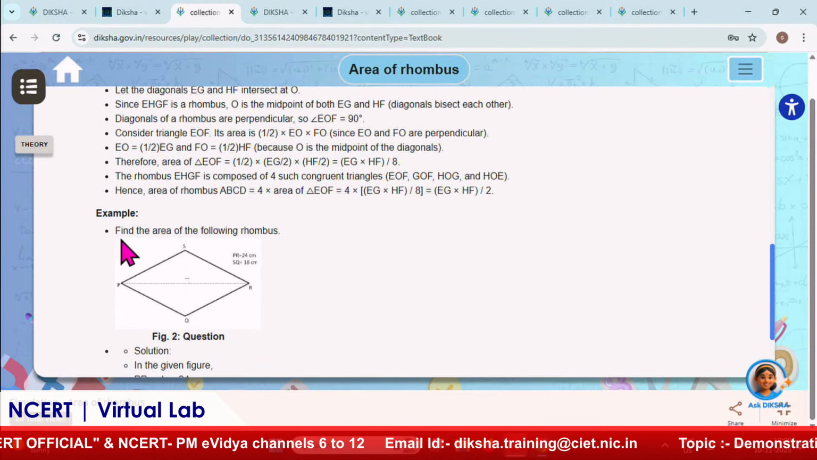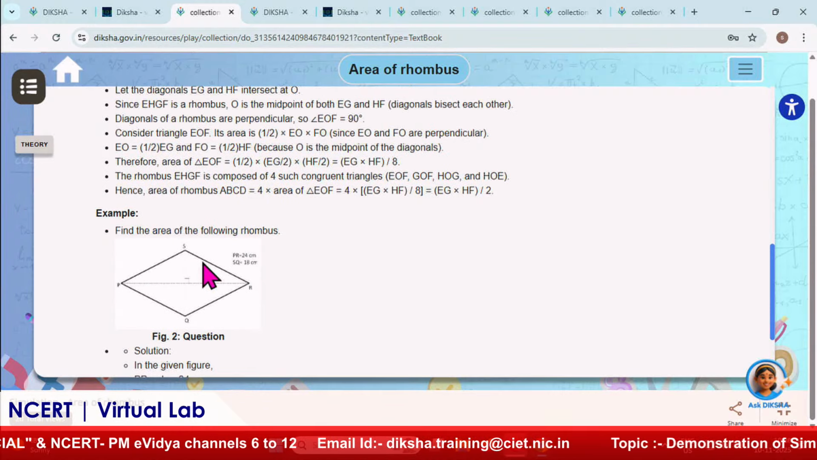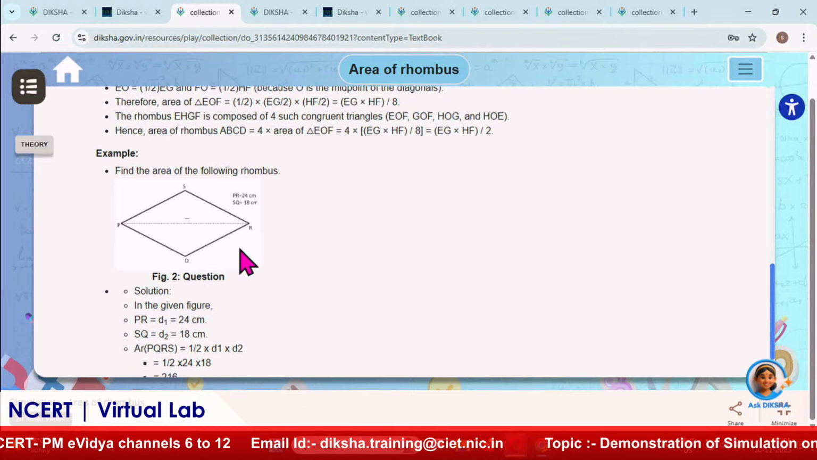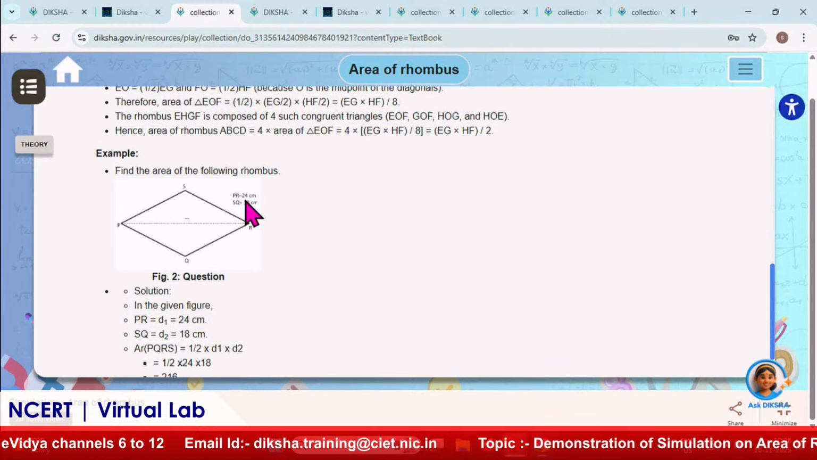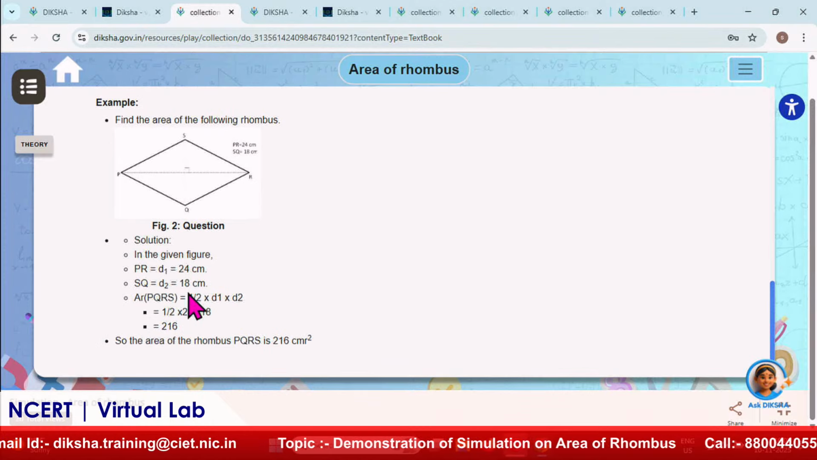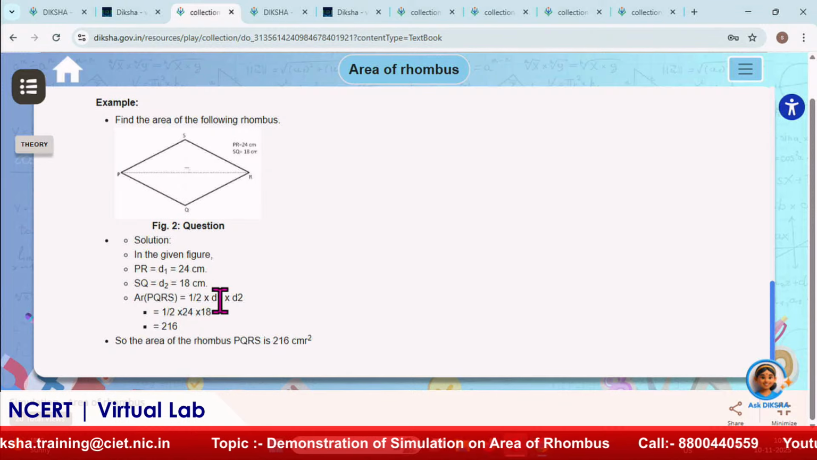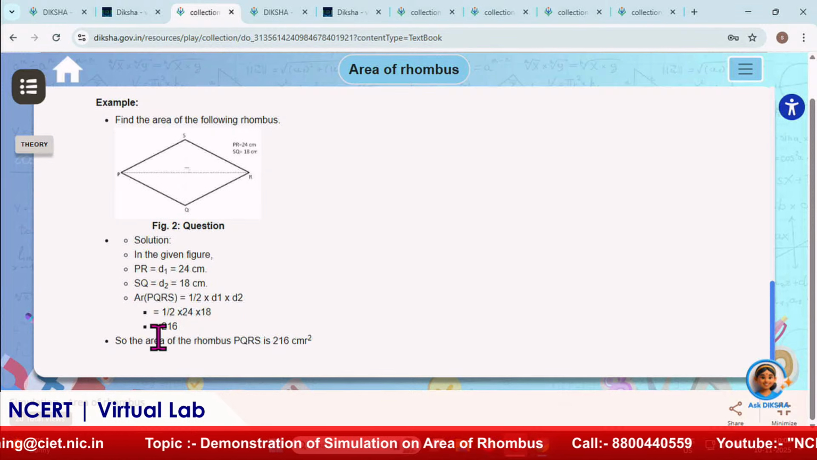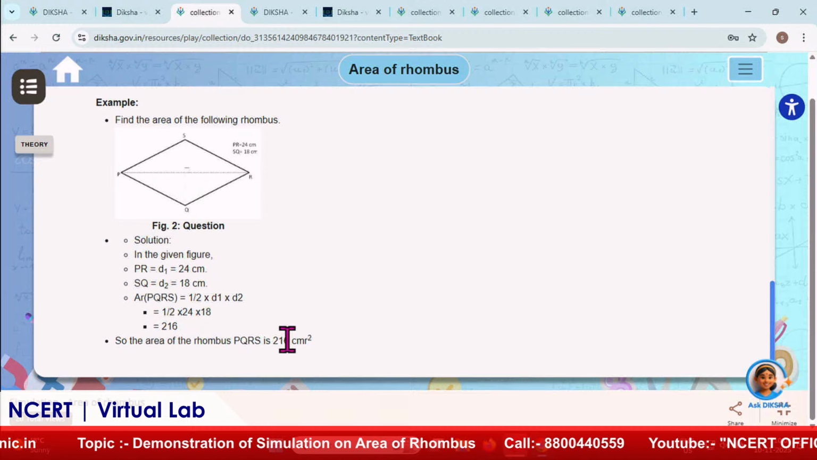Here one example is also given. One shape is given, and both of the diagonals are given. The first is 24 centimeters and the second one is 18 centimeters. You have to multiply both and divide by 2, and you get the answer 216 unit square.